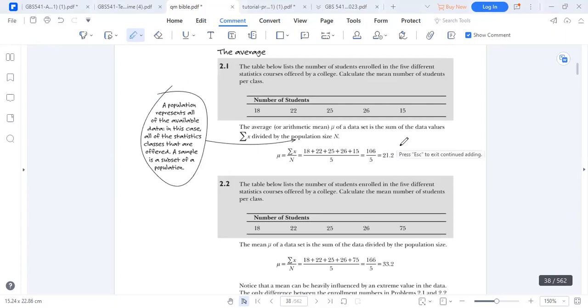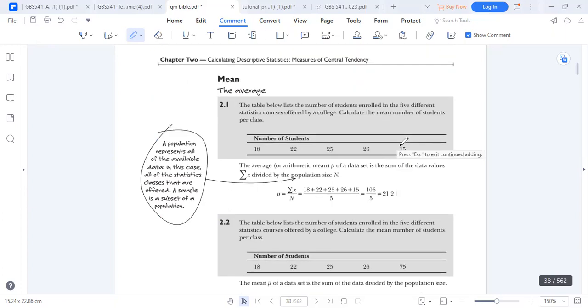So we'll start with what we call the average, which is also the mean. So we have a table of enrolled students at Unilas. So the number of enrolled students in different statistics courses. So 18, 22, and we are being asked to calculate the mean or the average number of students per class. So we simply add the first observation, second, until the last observation, which is the fifth observation, divided by n.